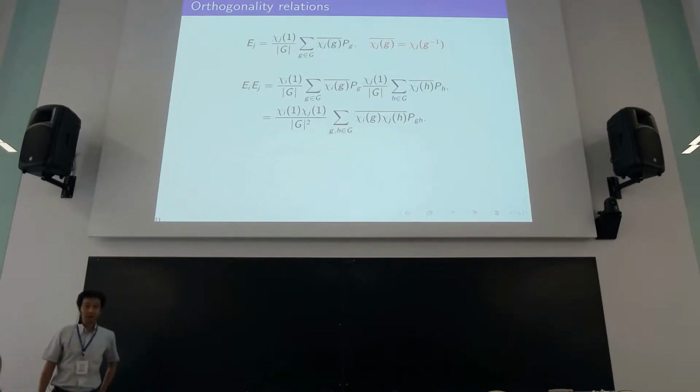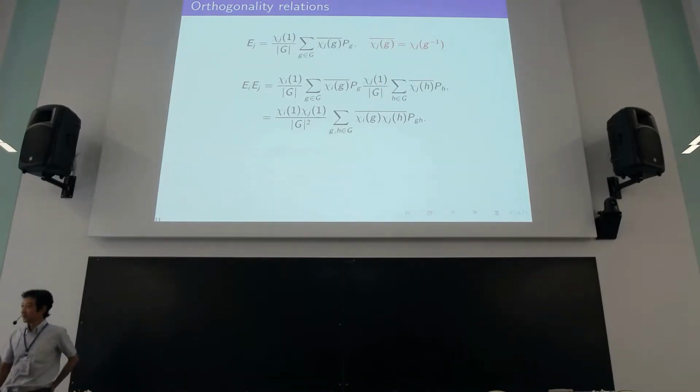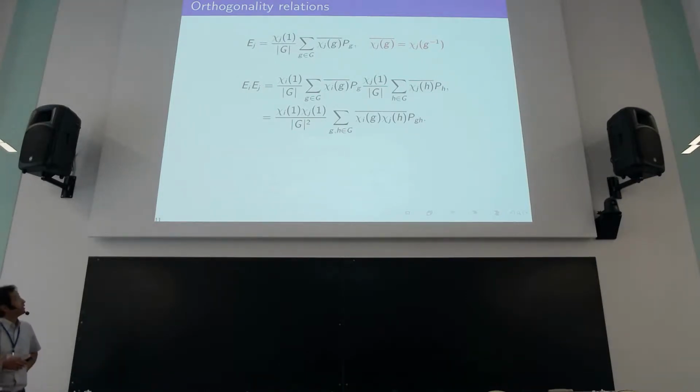From this, one can deduce the well-known orthogonality relation of characters. So, to get that orthogonality relation of characters, let me just compute the product of two primitive idempotents. For the primitive idempotents, we have a formula already on the top line. So, for e_i, I just have to replace j by i to get the formula for e_i. And then for e_j, I just copy that formula.